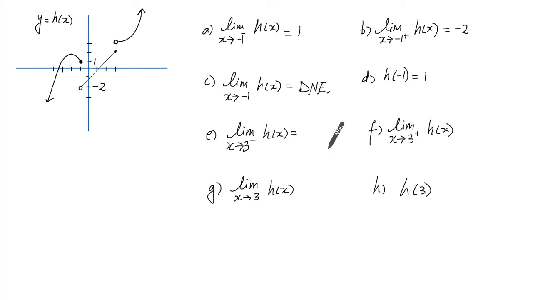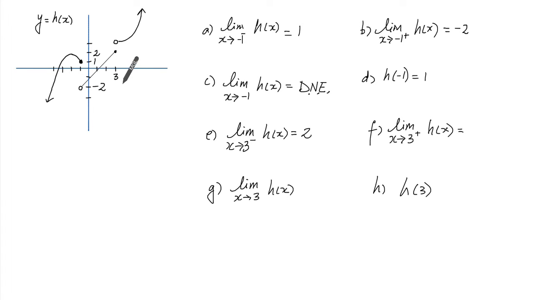Parts E, F, and G, we're dealing with the neighborhood of x equals 3. The left-handed limit: as we approach 3 from the left-hand side, h of x takes values on this line here. And as we get closer and closer to 3, h of x gets closer and closer to 2. So 2 is over here, and the left-handed limit is equal to 2.